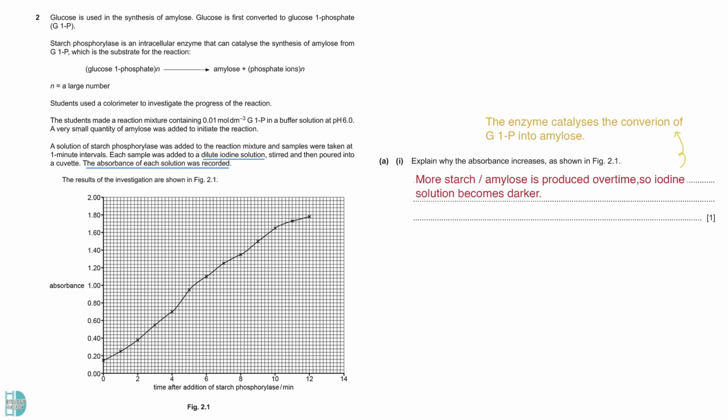The mixture contains the substrate G1P and the enzyme starch phosphorylase. The enzyme converts the substrate into amylose. Over time, more starch reacts with the iodine solution and turns darker. The iodine solution changes from yellow-brown to blue-black when it reacts with starch.